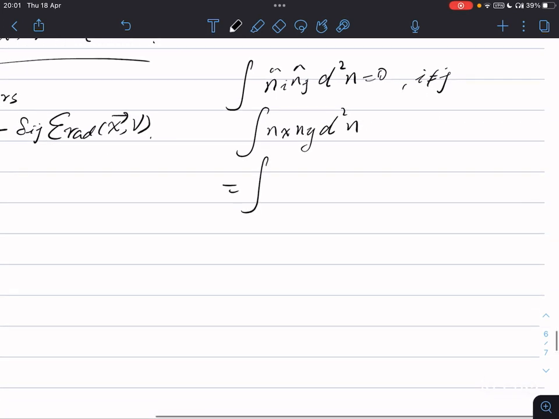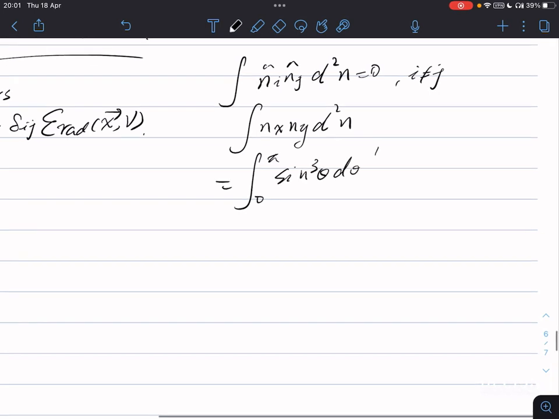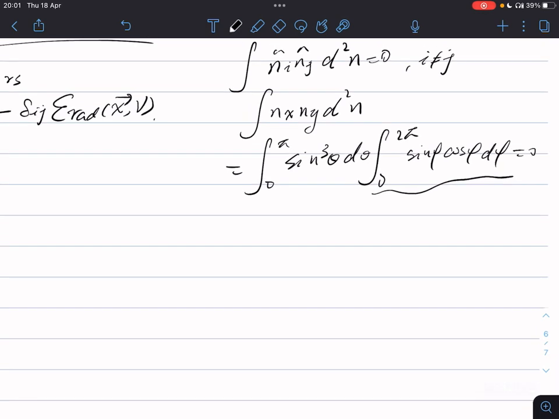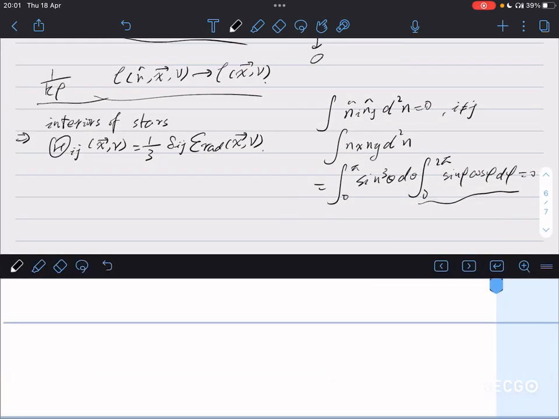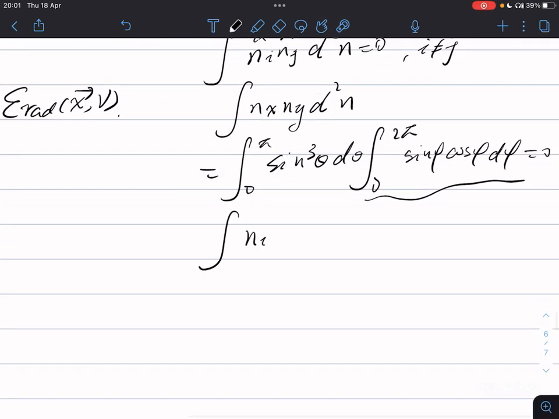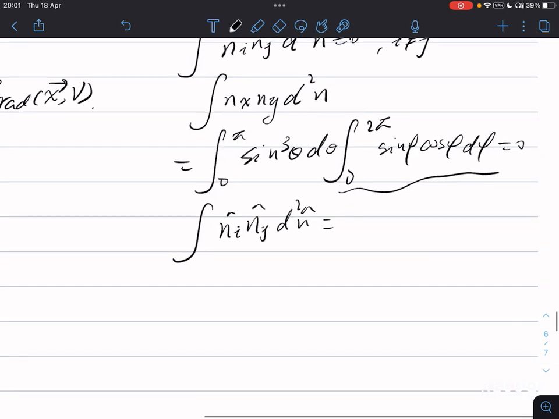It equals the integral from 0 to pi of sine to the third power of theta d theta, times the integral from 0 to 2 pi of sine phi cosine phi d phi. This one obviously equals 0. And when i equals j, we can prove that it equals 4 pi over 3 when i equals j.